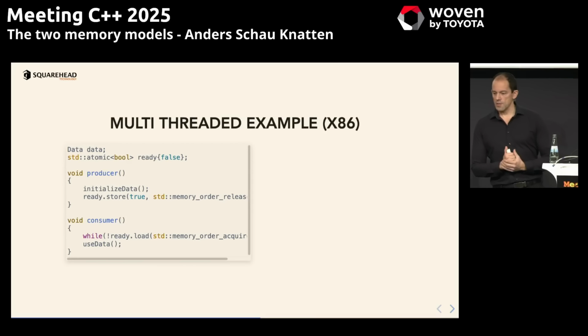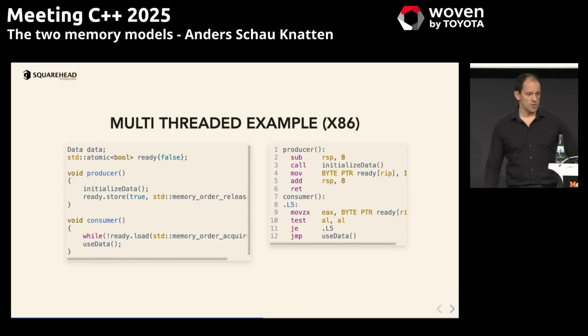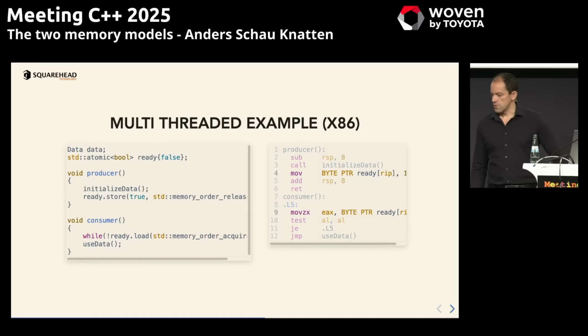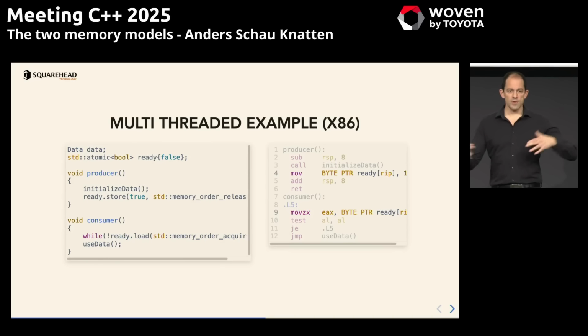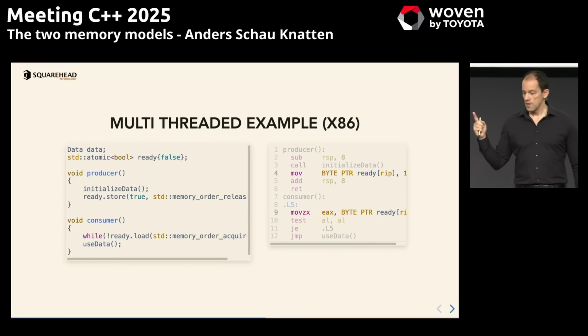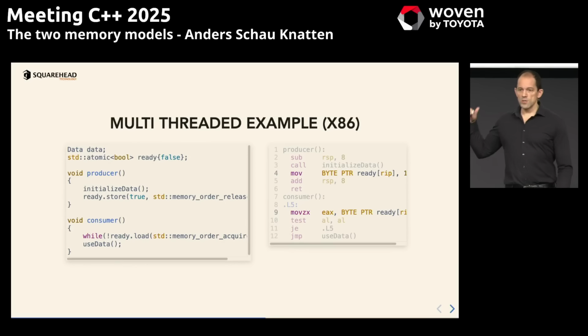OK, so let's look at the multi-threaded example yet again on x86, where we now change to using memory order release and memory order acquire for the store and the load, and see what the assembly looks like. On the producer thread, it calls initialize data, and then it stores ready. Now, unlike the default example, which actually used an atomic store, it just uses a normal store. There's no trace of the atomics here anymore, even though we're using an atomic with a memory order release. And the consumer also has a non-atomic load. And yeah, the while loop is there and everything is fine.